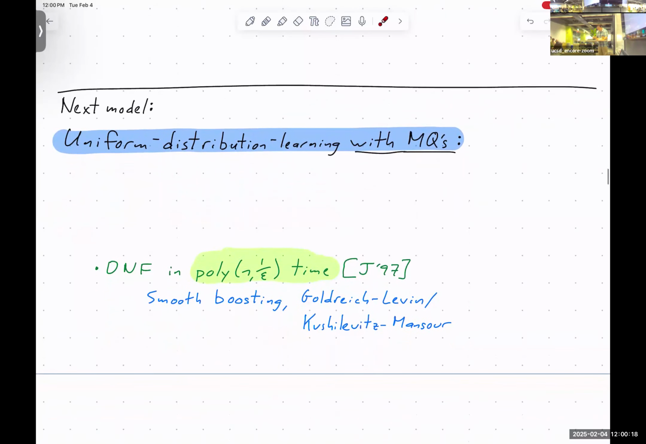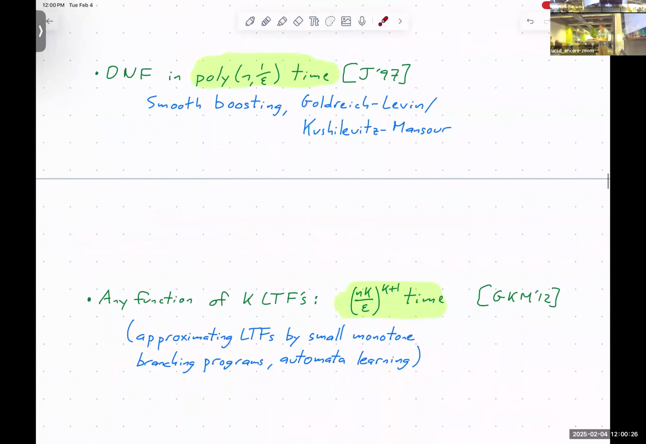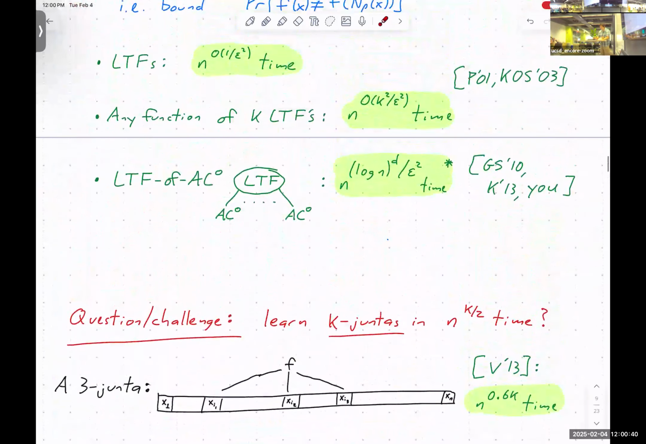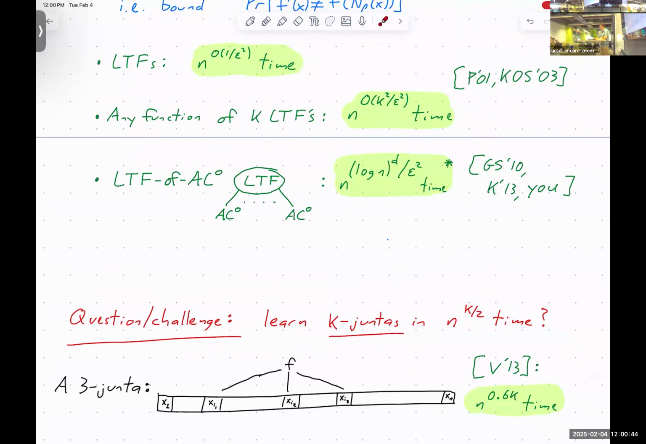Good. Okay. So this is a great result in the uniform distribution setting, and it's nice evidence that membership queries make us stronger. Another really nice result, I like this result a lot: remember if we were trying to learn any function of k linear threshold functions, so like a k-junta with LTFs plugged into it, in the setting without membership queries, what we had was this n to the k over epsilon squared kind of thing. That was by this noise sensitivity argument.